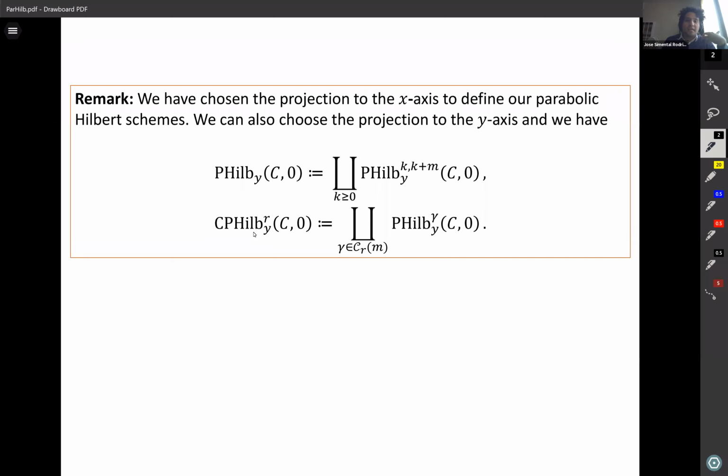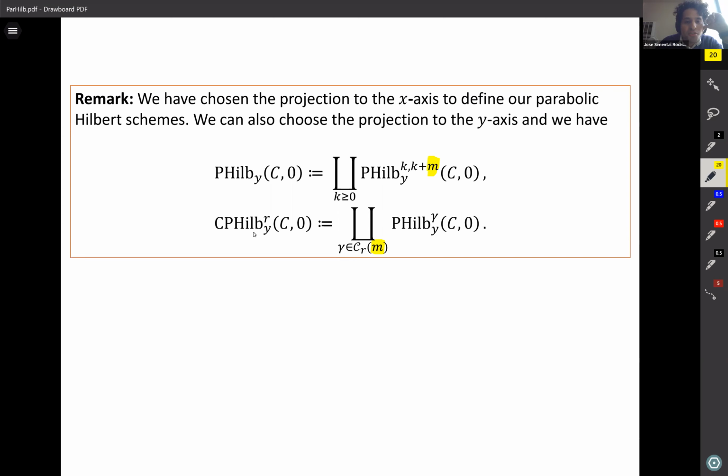So I have P Hilb y. Well, now the dimension of I mod yi is equal to m. So here I just have m. And the compositional parabolic Hilbert scheme in the y direction is just, I now take all weak compositions of n. So just same definitions, replace x by y everywhere.